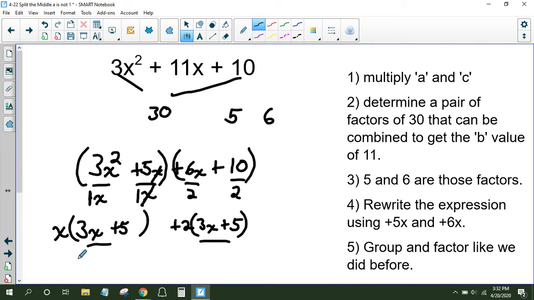So now we're going to finish up by grouping our two GCFs together, the x and the positive 2.